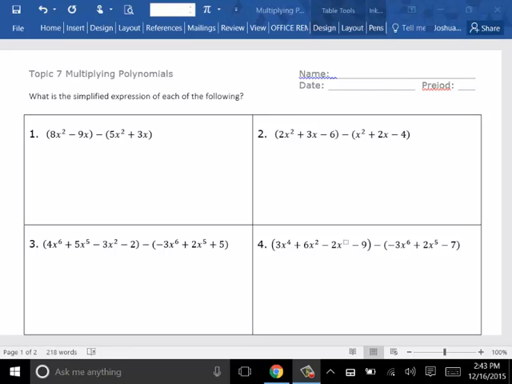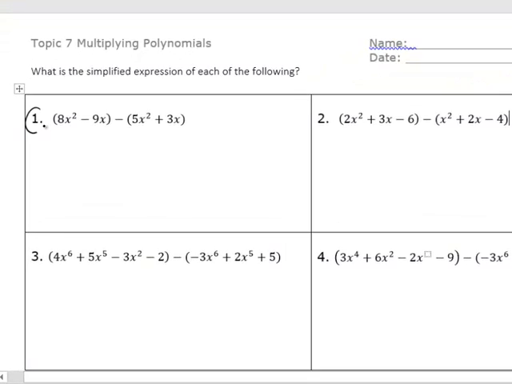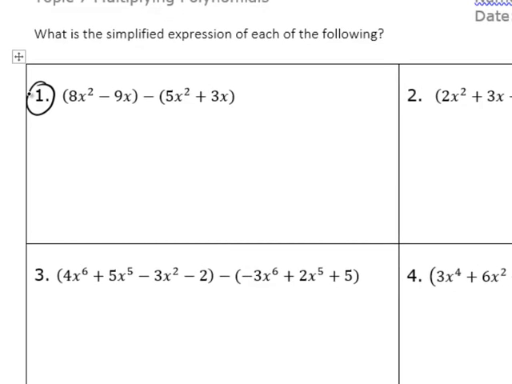Anyways, number one. We have 8x squared minus 9x, and then minus 5x squared plus 3x. All we're doing with this is combining like terms. We're subtracting and adding, so we're only combining like terms, meaning we only add the coefficients. We leave the exponents alone, leave them the same. Okay, so we have our x squared. Those are like terms. So we're going to have our 8 minus our 5, which equals what? 3. Good. So we'll have 3x squared.